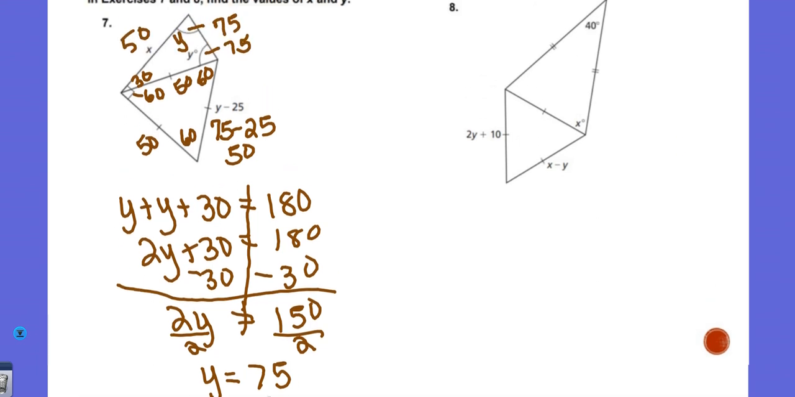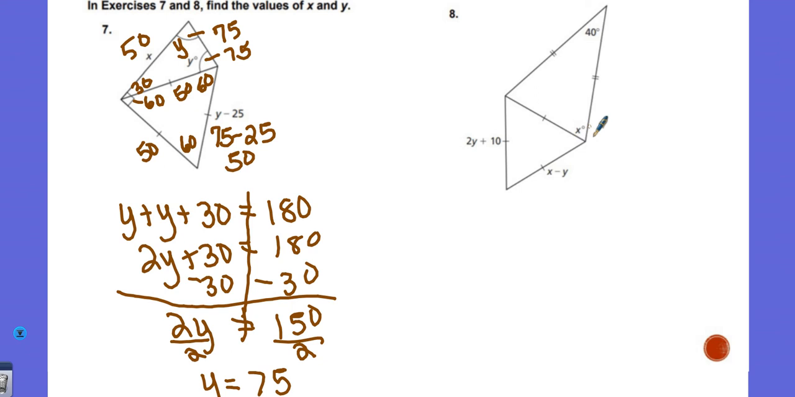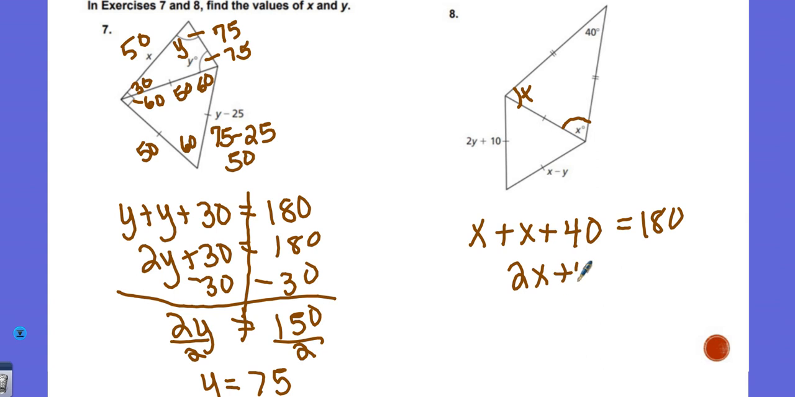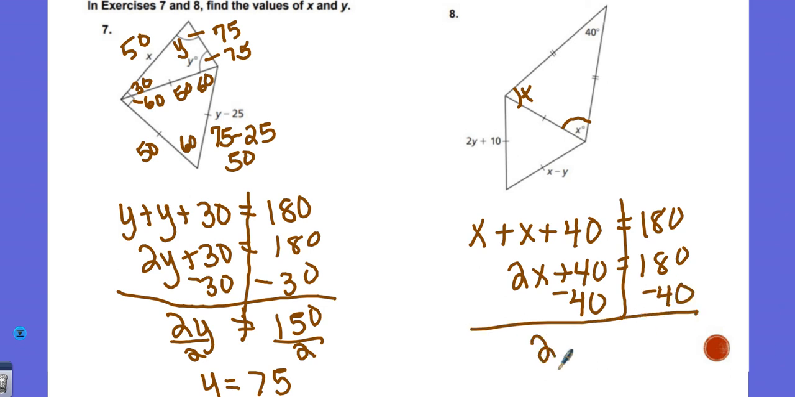Okay, the next problem, it tells me to solve for x and y. Well, here's what I do know. If these two sides are the same, that's an isosceles triangle, so these two angles need to be the same too. I know that there's 180 degrees in a triangle, so if this is x, this one over here is also x. So I'm going to say x plus x plus 40 equals 180. 2x plus 40 equals 180. Minus 40, minus 40. 2x equals 140. Divide by 2. Divide by 2.